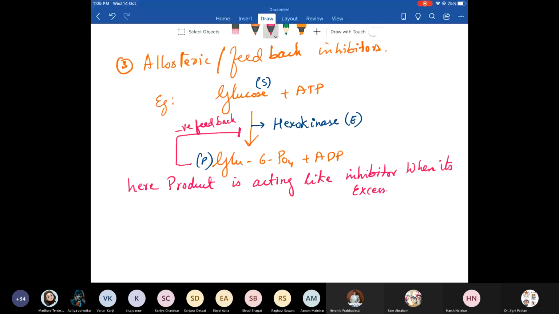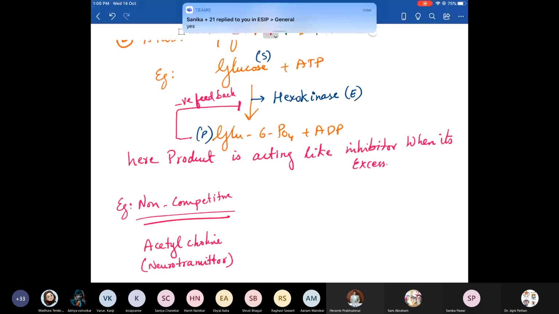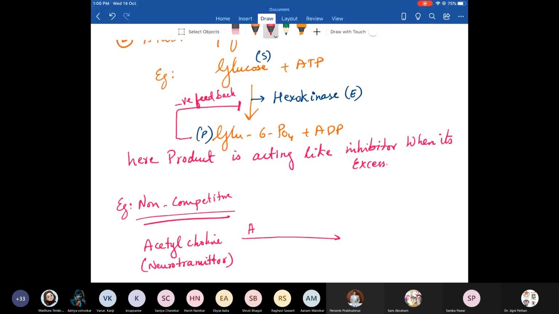Next, write down one more example for non-competitive. Okay, this is also important. I missed this non-competitive example under non-competitive. Acetylcholine is a neurotransmitter. Is a substrate. Acetylcholinesterase is an enzyme.